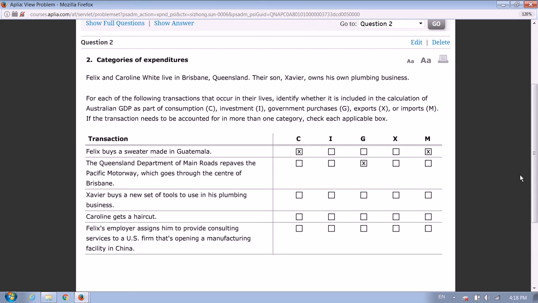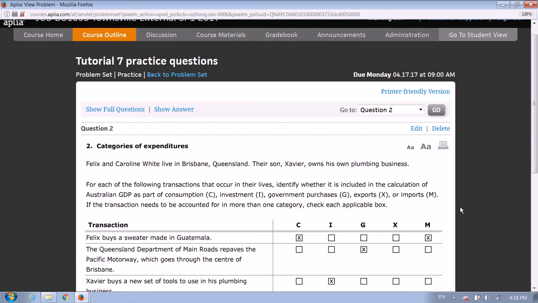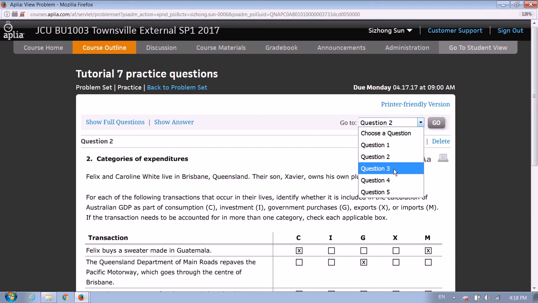Xavier buys a new set of tools to use in his plumbing business. So this is investment. So you use these as tools in the business. Caroline gets a haircut. So this is consumption. Felix's employer assigns him to provide consulting services to a U.S. firm that's opening a manufacturing facility in China. So this is export of service. So that's question 2. Question 3.